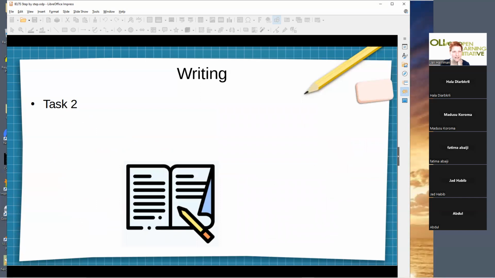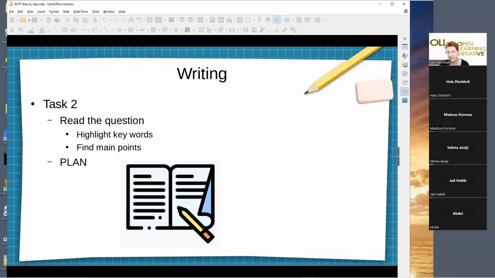Okay. Task 2, most important, read the question. Don't read it briefly, look at it. Figure out what the most important parts are. Highlight the key words, find the main point, find that magic word. What is necessary? Is a parenting class necessary? What should schools be teaching? Should they teach traditional subjects, or should they teach something else? So remember, that word should is going to be vital. Necessary, that's what you're talking about. Find the main points.